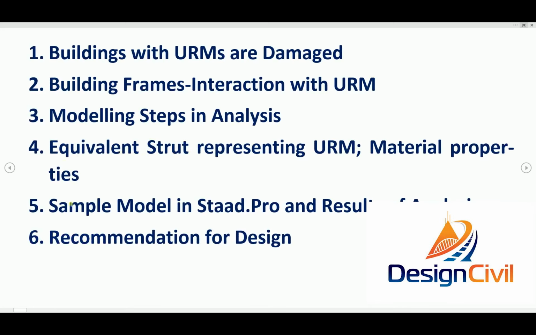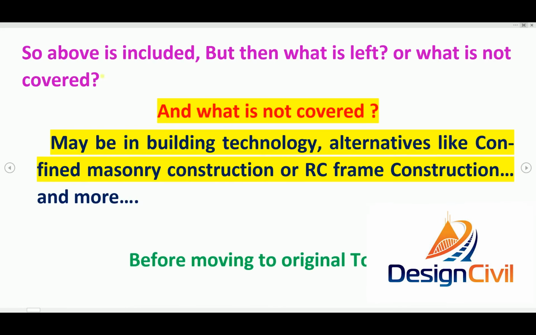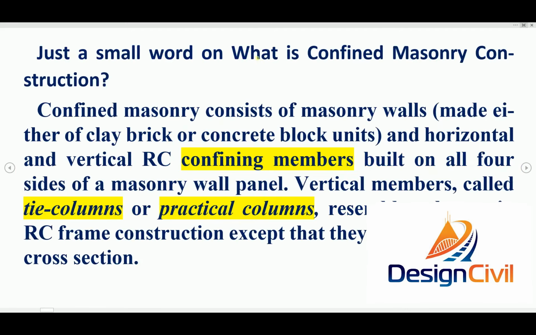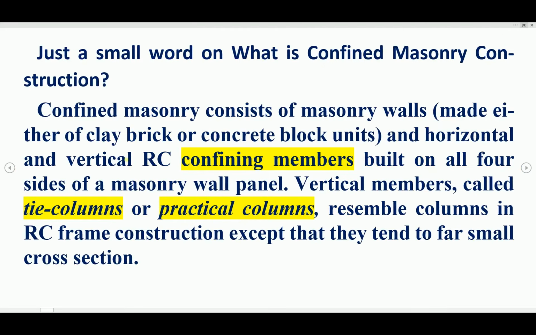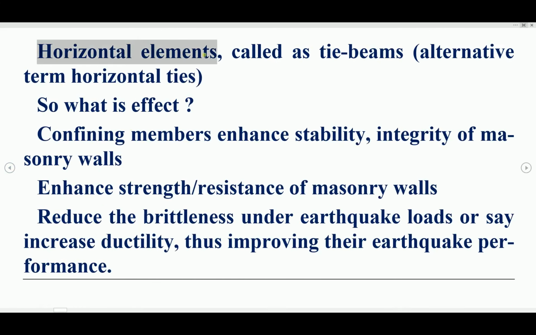So what is included and what is left? We will be covering the unreinforced masonry, but some note about what the confined masonry construction is about. Before moving to the original topic, I will just give a brief overview. Confined masonry consists of masonry walls, either clay bricks or block units, and vertical members called tie columns. Horizontal members are called tie beams.